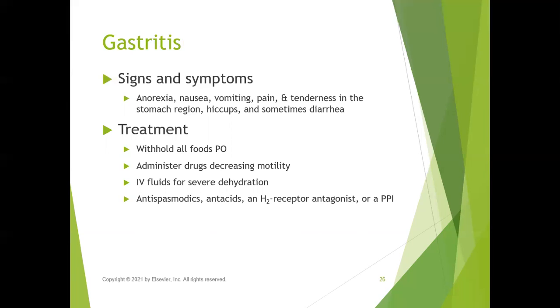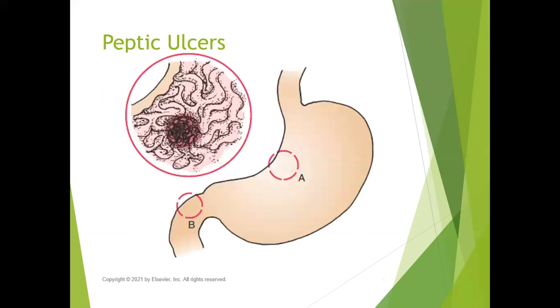To treat gastritis, we withhold all foods that come by mouth. We administer drugs that decrease motility, and we give IV fluids for severe dehydration. Antispasmodics, antacids, H2 receptor antagonists, or PPI may also be prescribed and administered to treat gastritis.